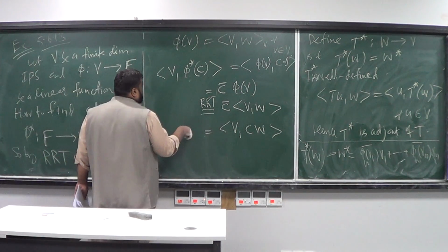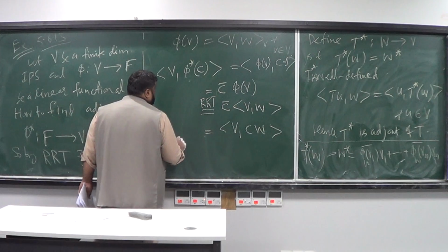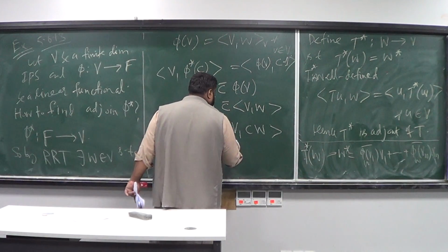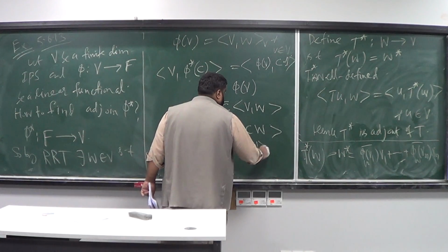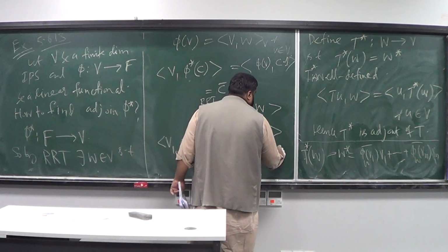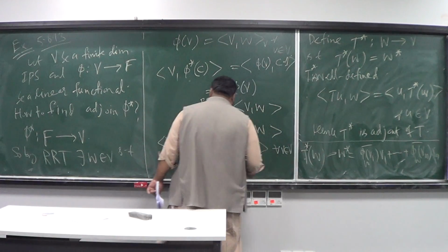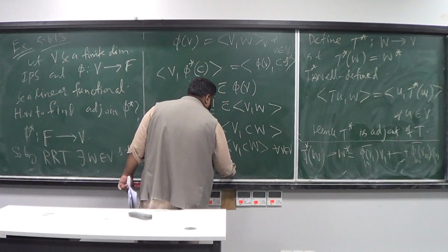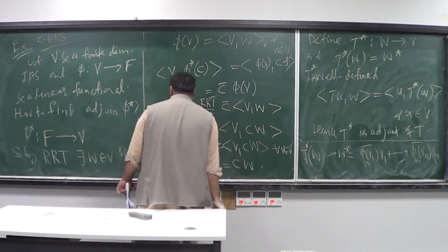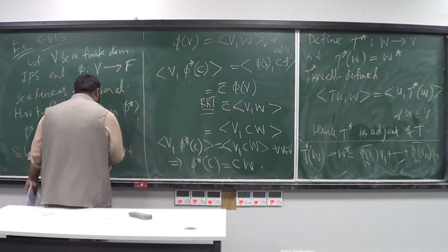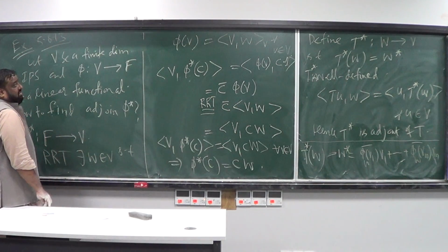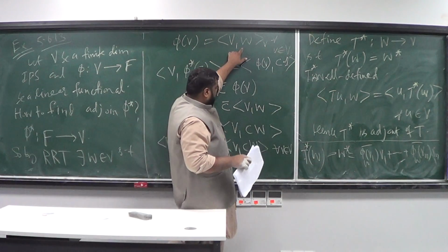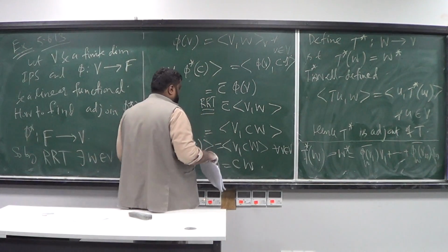So what do you finally get? You get the inner product of V and phi star of C is equal to the inner product of V and CW for all V in V. So what this implies is that phi star of C is equal to C times W, where W is this unique vector which exists by Riesz Representation Theorem.